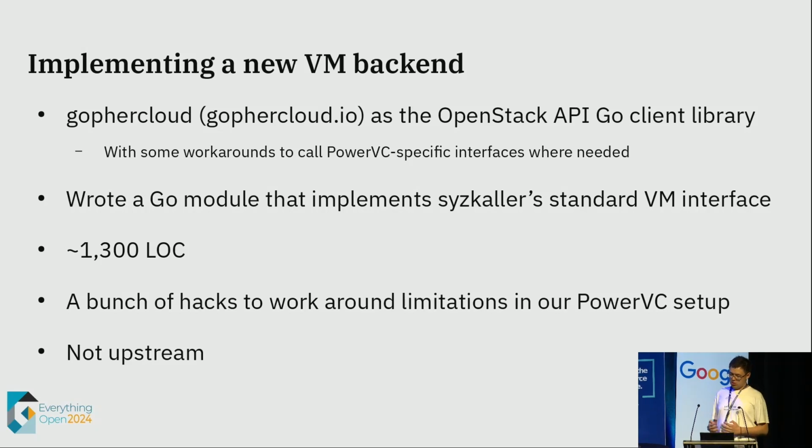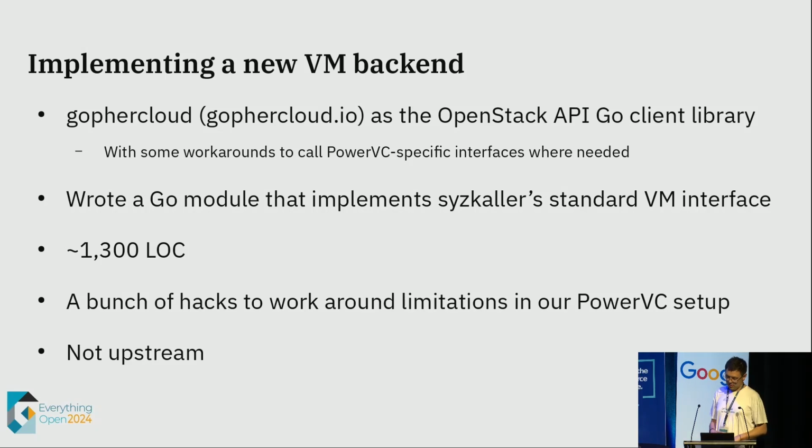So we needed to get syz-manager to use PowerVC to create VMs. So we implemented a new type of VM backend in syzkaller that you could then use in your syz-manager configuration. As I mentioned, it supports QEMU, Google Compute Engine, and a couple of other platforms for various different purposes. And there's a standard set of Go interfaces that you have to implement to register your new type of VM. So we wrote a Go module. It uses Gophercloud, which is the most popular OpenStack API client for Go. And we had to implement some hacks and workarounds to call PowerVC specific interfaces and to avoid the interfaces that PowerVC doesn't use. It ended up being about 1,300 lines of code.